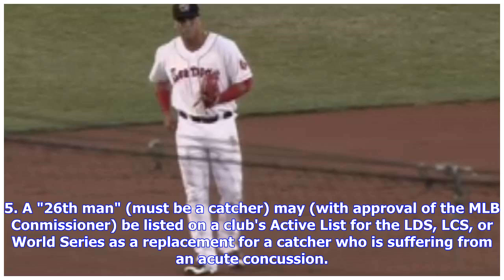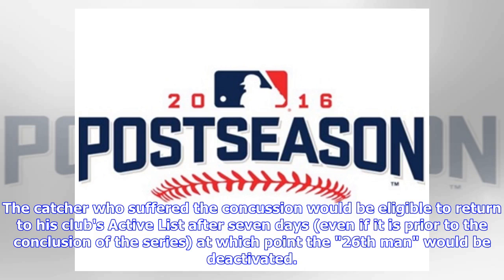5. A 26th man, who must be a catcher, may, with approval of the MLB Commissioner, be listed on a club's active list for the LDS, LCS, or World Series as a replacement for a catcher who is suffering from an acute concussion. The catcher who suffered the concussion would be eligible to return to his club's active list after 7 days, even if it is prior to the conclusion of the series, at which point the 26th man would be deactivated.